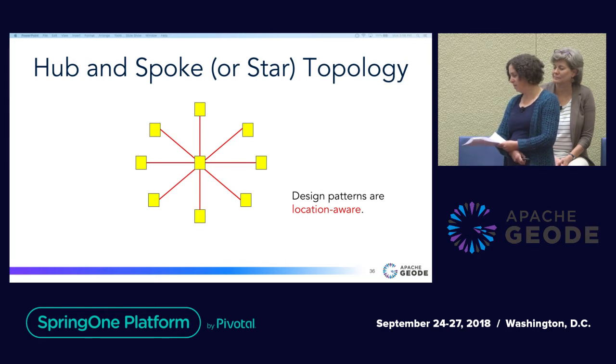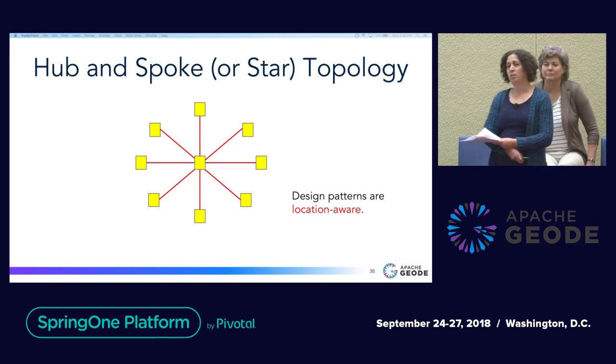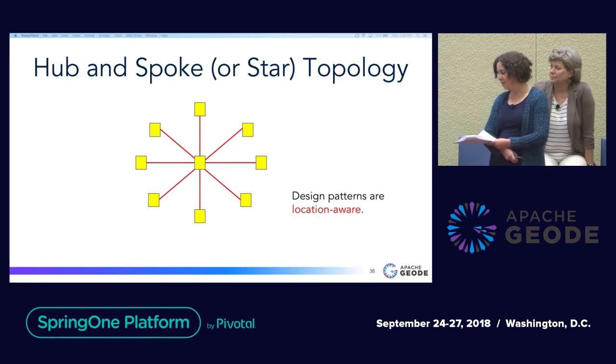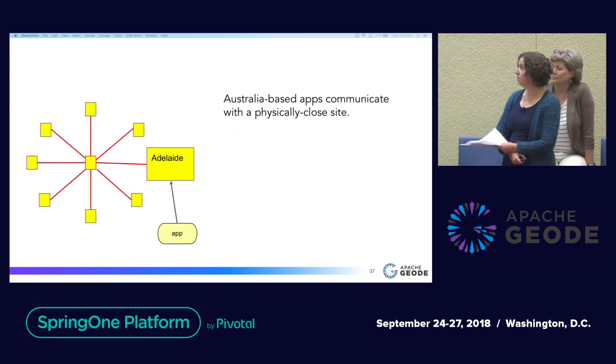One common aspect to all of these designs is that they operate on data in ways that are specific to a cluster's location. That is, the patterns are location aware. For example, we could choose to connect a running application to the cluster that is physically close. This should increase performance over connecting to a physically distant cluster.